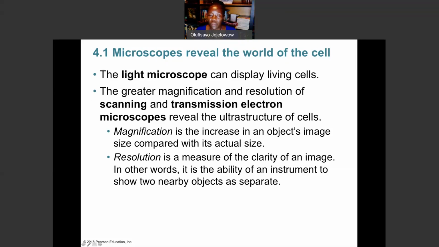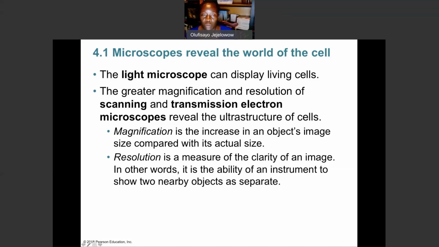So what is magnification? Magnification refers to the increase in an object's size compared to its actual size. Sometimes when you are walking around in a sunny environment, the light passes through you and gives an image, your shadow on the floor, that is much larger than your size. Resolution is a measure of the clarity of an image that is generated. In other words, it is the ability of an instrument to show two nearby objects as separate.